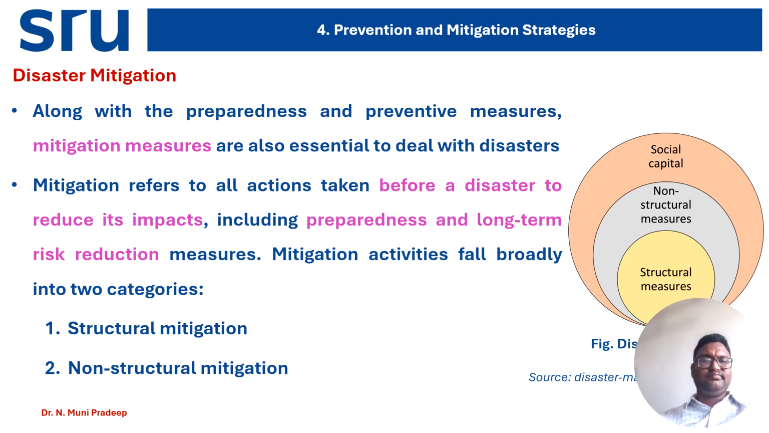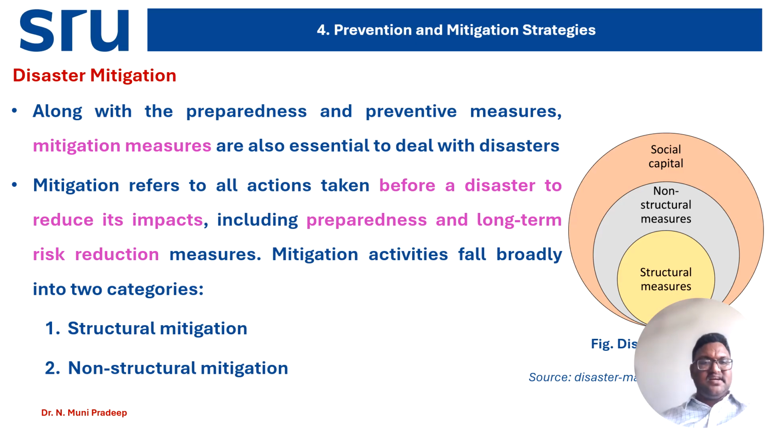So what is structural mitigation? The structural mitigation refers to the physical measures, that is the construction and engineering interventions that physically reduce the disaster risk. The structural mitigation is a domain in which civil engineers, geotechnical engineers, structural engineers, and urban planners play their most direct and impactful role. The examples include earthquake-resistant building designs, flood embankments and levees, cyclone shelters, landslide retaining walls, and fire breaks. These all come under structural mitigation.